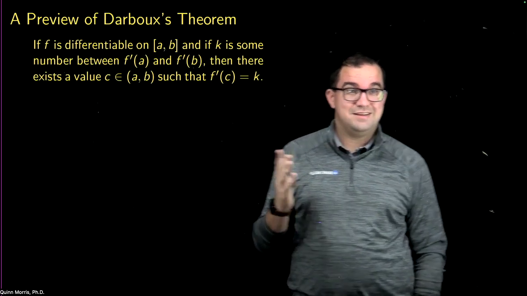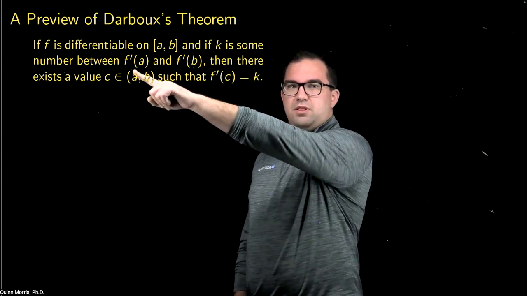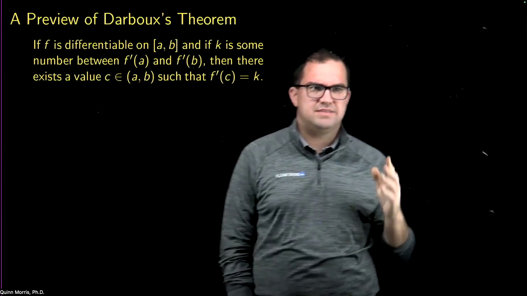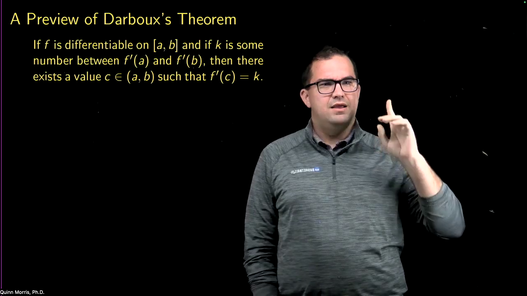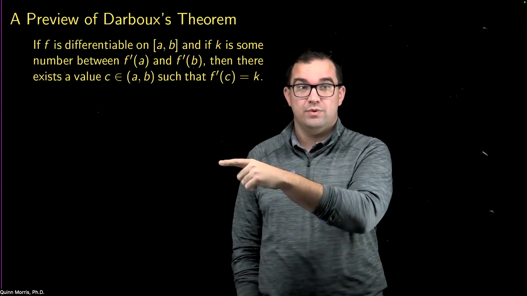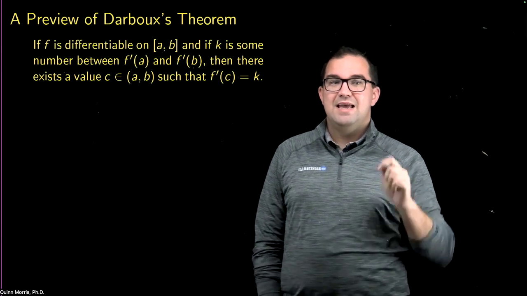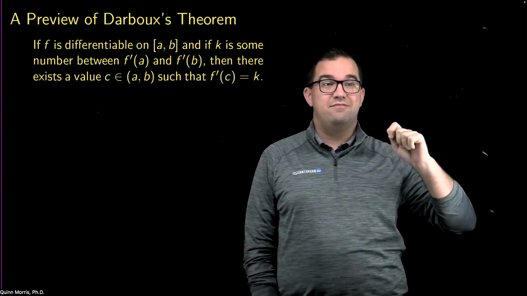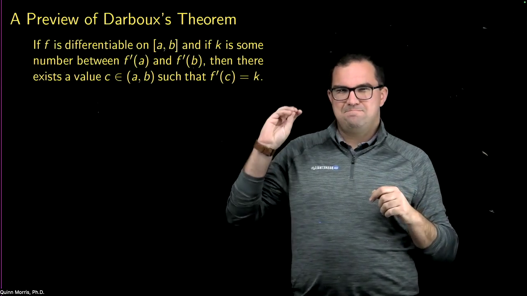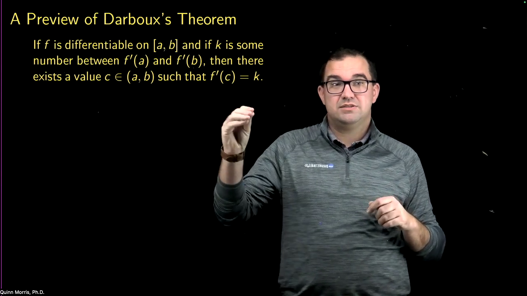And for good reason, it is very similar. So this looks like the intermediate value theorem, but now it's applied to f prime of a. So what Darboux's theorem is saying is we already know that f being differentiable does not imply that f prime is continuous. But what this says is even though f prime may not be continuous, it still satisfies an intermediate value property.